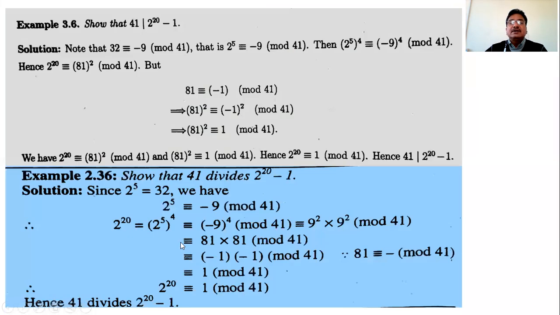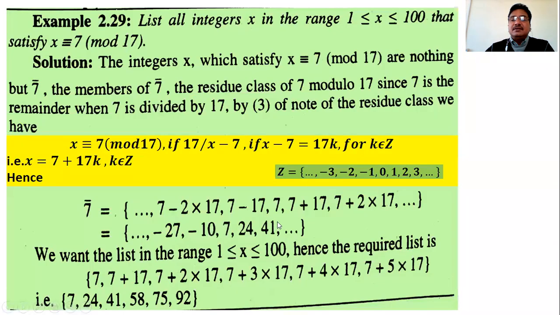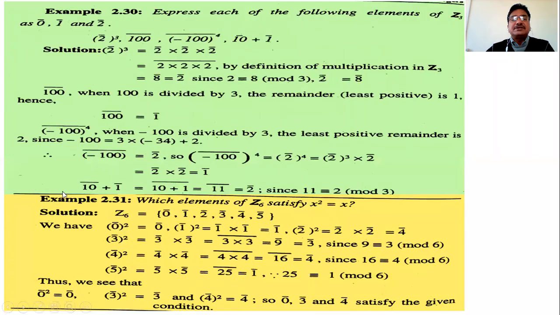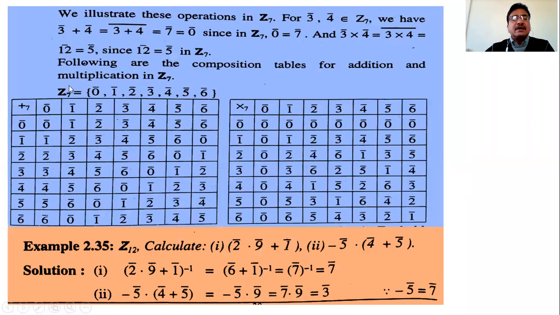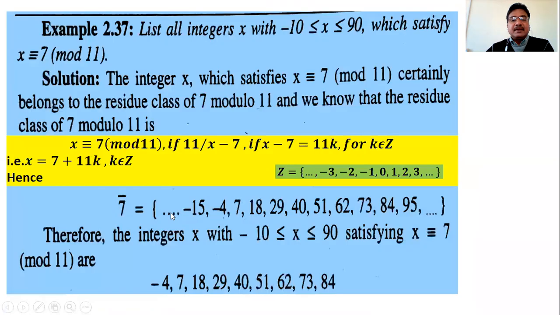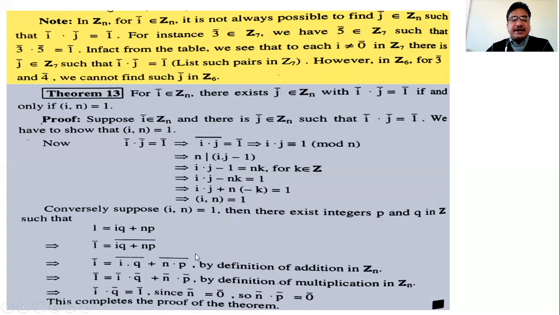So what is it in Z6? If you observe Z7, what is 7 bar? 7 bar is 0 bar. In Z7, 7 bar is 0 bar. In Z6, 6 bar is 0 bar. So like that, in general, in Zn, n bar is 0 bar.